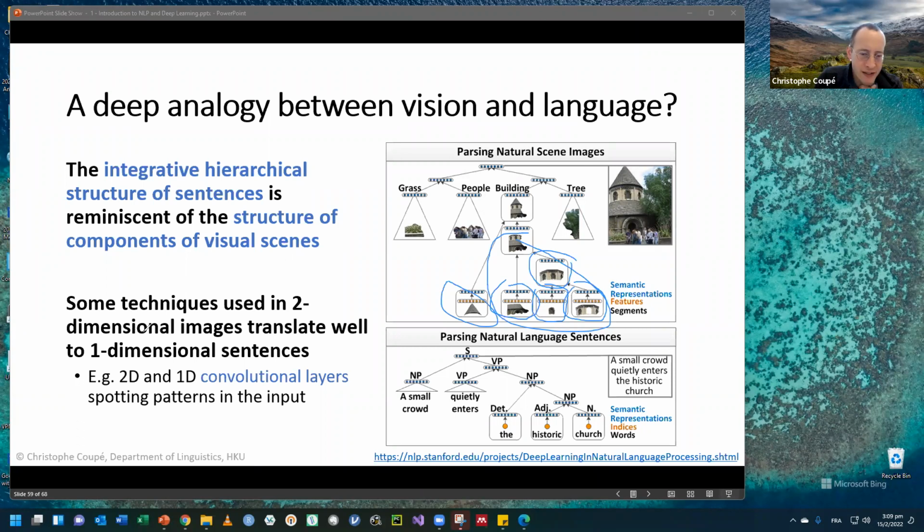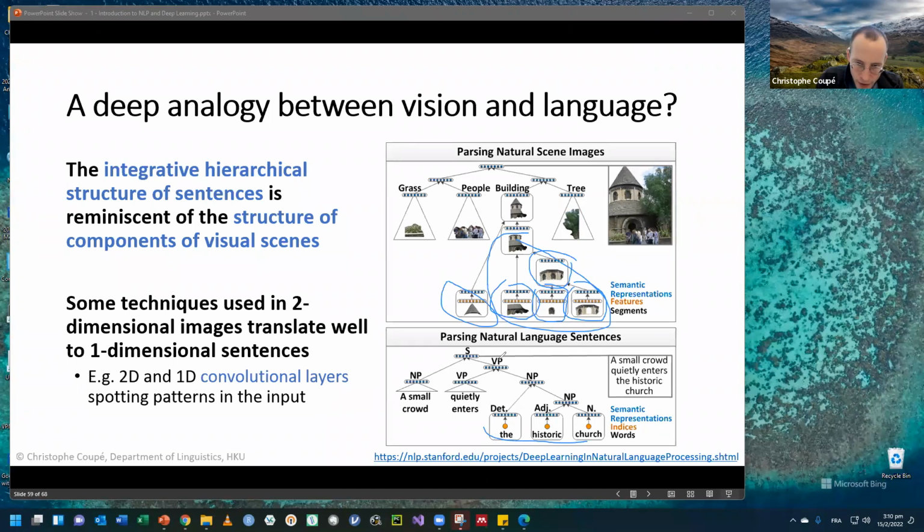But now if you think of sentences, something like "A small crowd quietly enters the historic church," you can see that you also have in language this hierarchical structure. That's what linguists have known for a long time. You can group, for instance, "historic" and "church," because the adjective is connected to the noun. So you have this group, which we call in linguistics a noun phrase, NP. That's one slightly larger component made of two words. Then if you add "the," you get something larger. And then you integrate this with the verb, and you will have the verbal phrase.